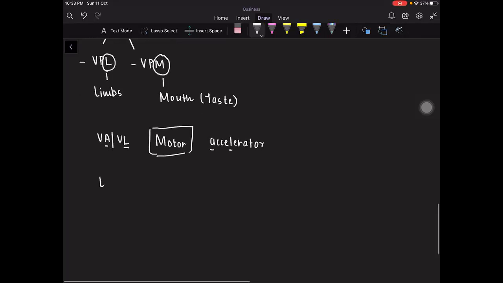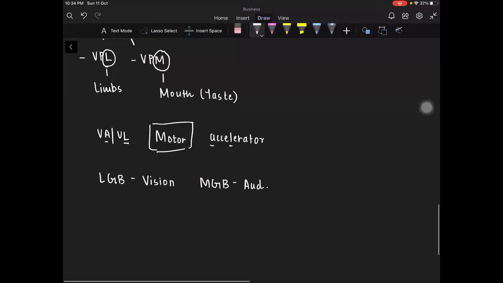Then the lateral geniculate body is responsible for anyone? Visual pathway, L for look. And your medial geniculate for? Auditory. Music, listening. Auditory. Good. All right.